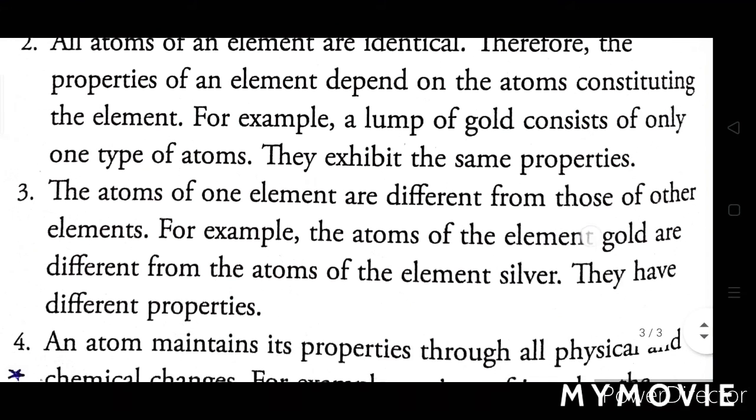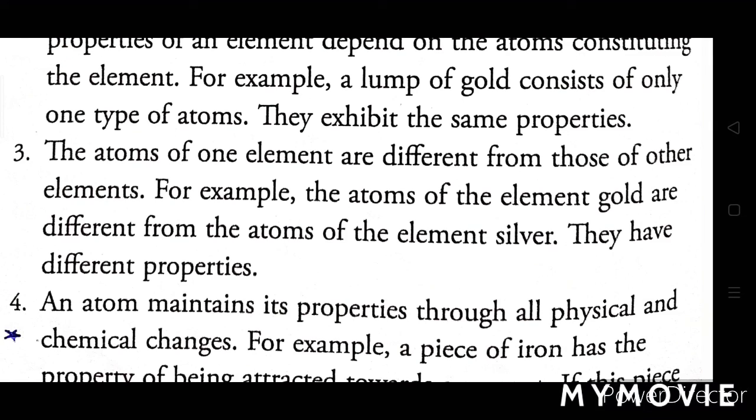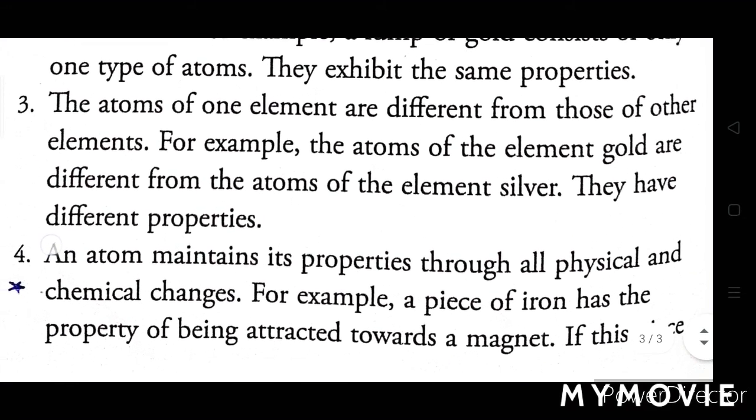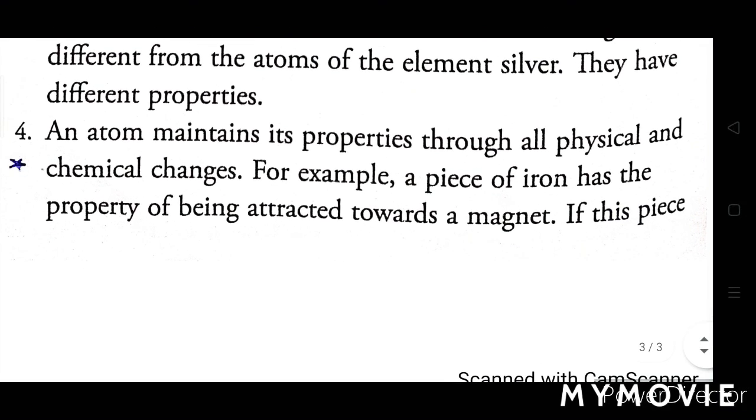Now we move to the third property. Atoms of one element are different from those of other elements. This is a simple statement and you can understand by yourself that the atoms of an element are different from those of other elements. For example, the atoms of the element gold are different from the atoms of the element silver. They have different properties. It is just a simple statement. Now we move to the fourth one.